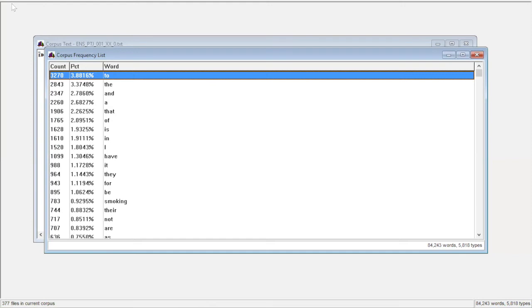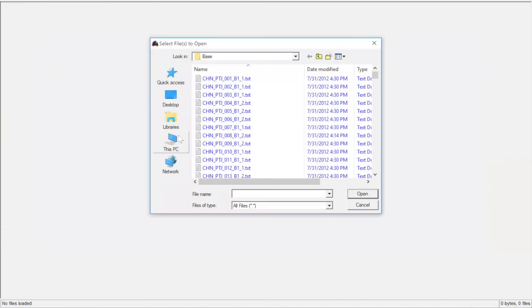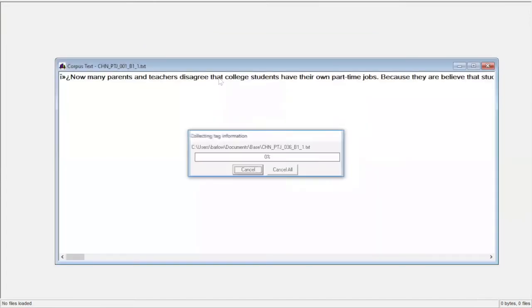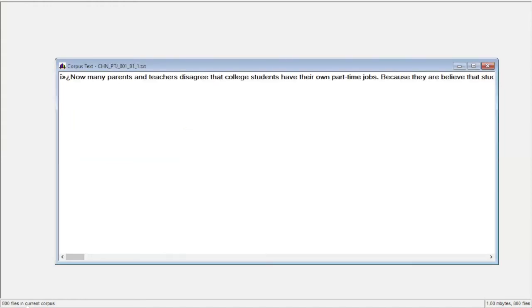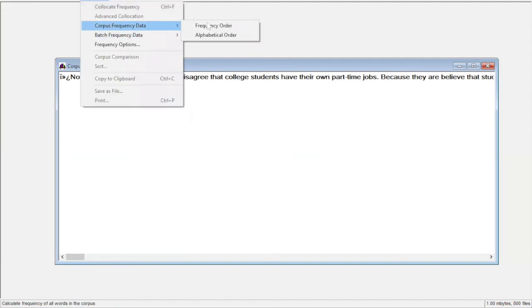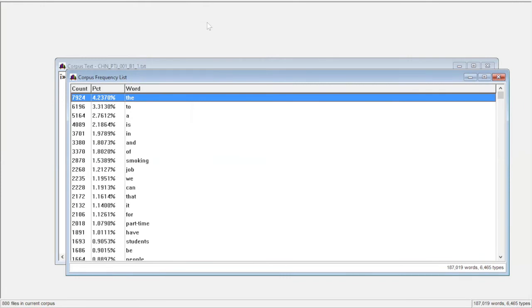Save that. Then we unload this corpus and load the Chinese learners of English corpus. Again, the files load. There are 300 files for each group, and the essays are quite short. Okay, should be done in a second. Quite a number of files there. So then we do the frequency list again, and we have "the" as the most common word, which is more normal.